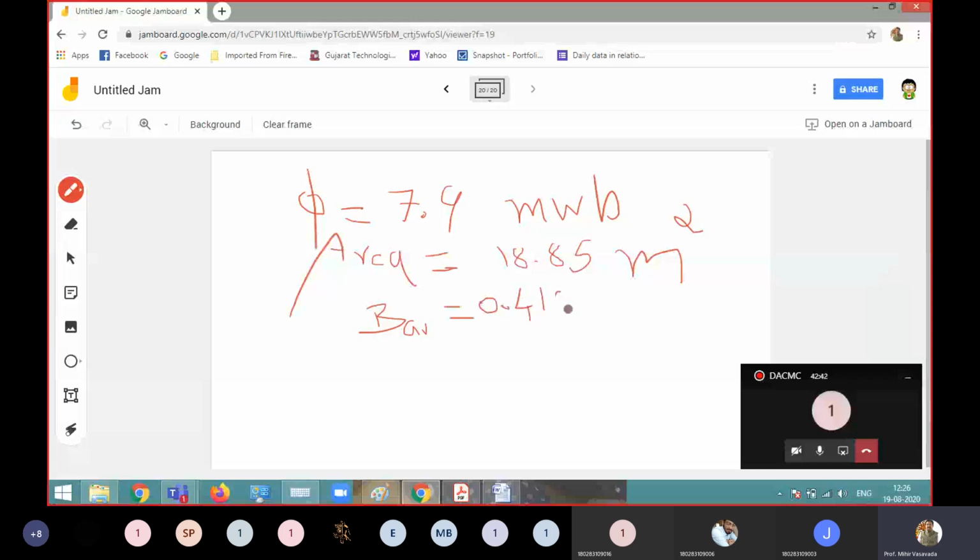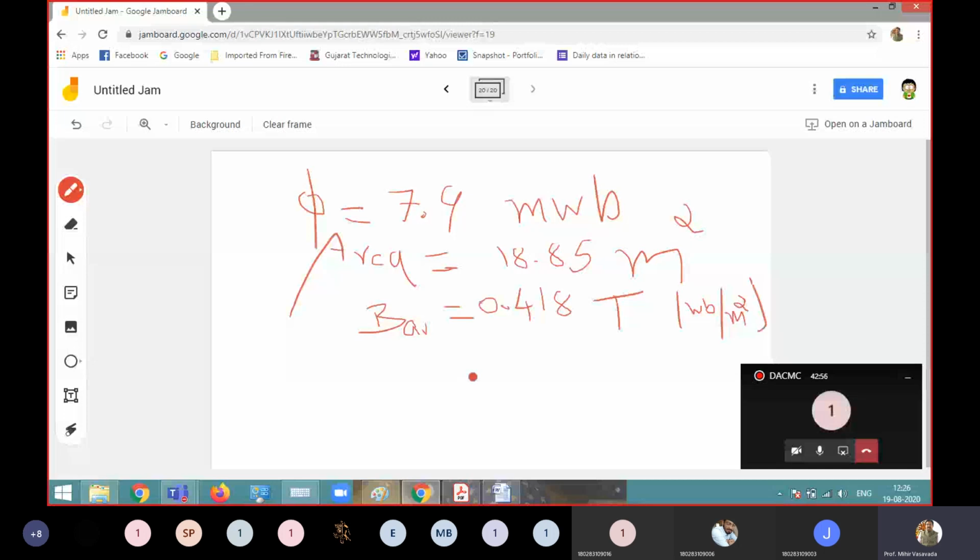Anjana asked, right? Because we are finding out this density in Tesla, that is Weber per meter square. B average definition is also that way. That's why we are taking this in meter square.